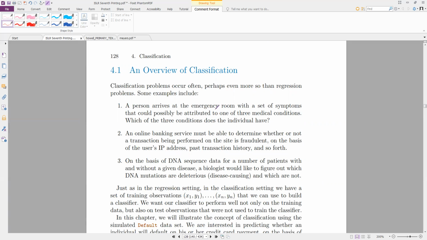You have somebody who arrives at the emergency room with a set of symptoms. They could be attributed to one of three medical conditions. Which of the three do they have? Notice that when you classify based on variables, you may be losing information, right? It's kind of like when you produce a factor out of a continuous variable on the independent variable side in regression. It's not always a good idea to do that.